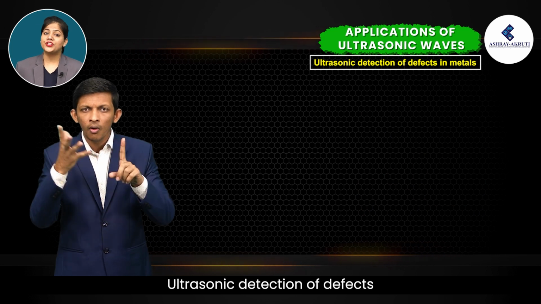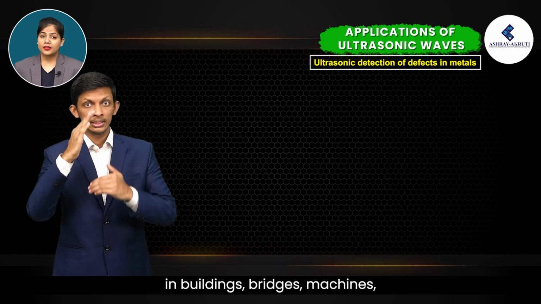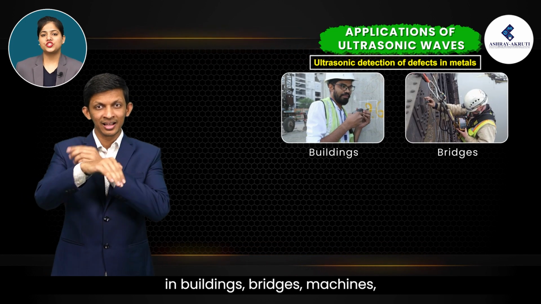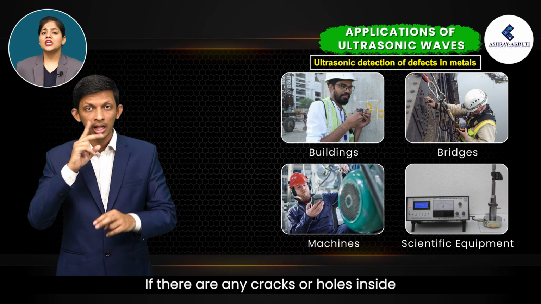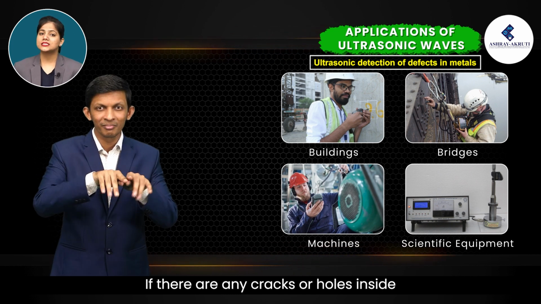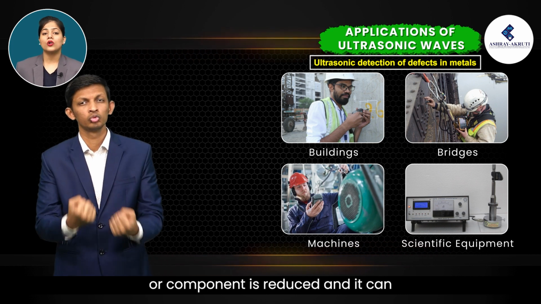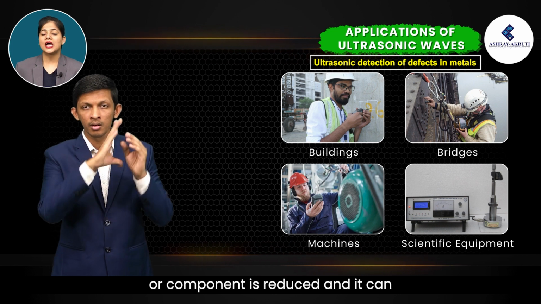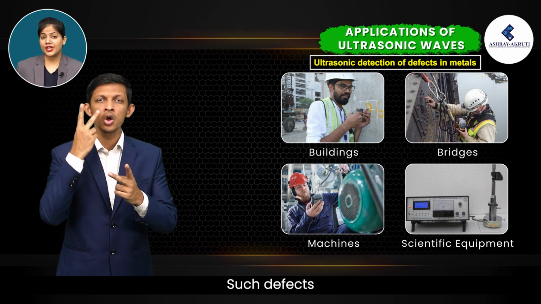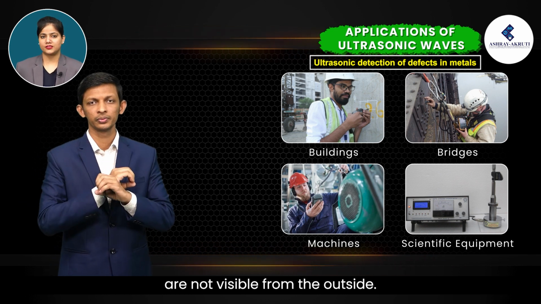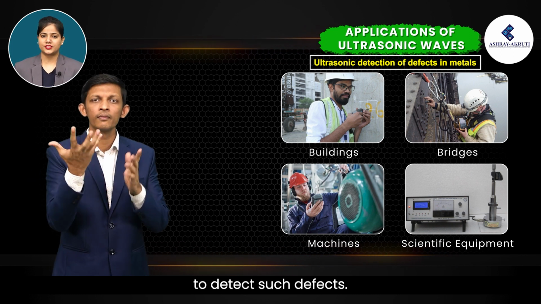Ultrasonic detection of defects in metals. Metallic components are used in buildings, bridges, machines, scientific equipment, and so on. If there are any cracks or holes inside the metal used in the construction, the strength of the structure or component is reduced and it can lead to failure. Such defects are not visible from the outside. Ultrasonic waves can be used to detect such defects.